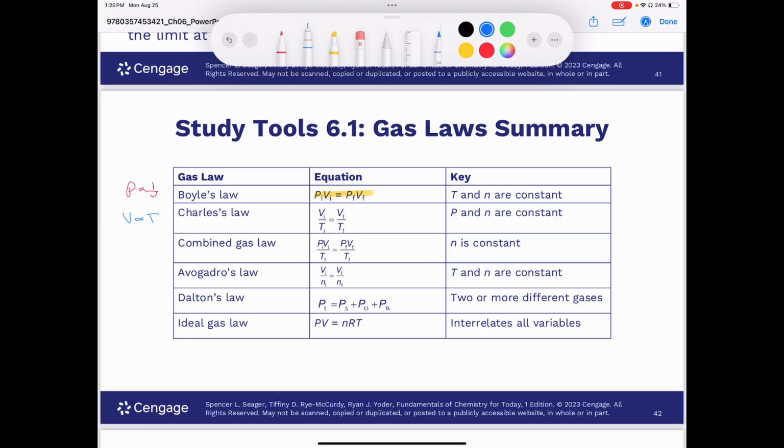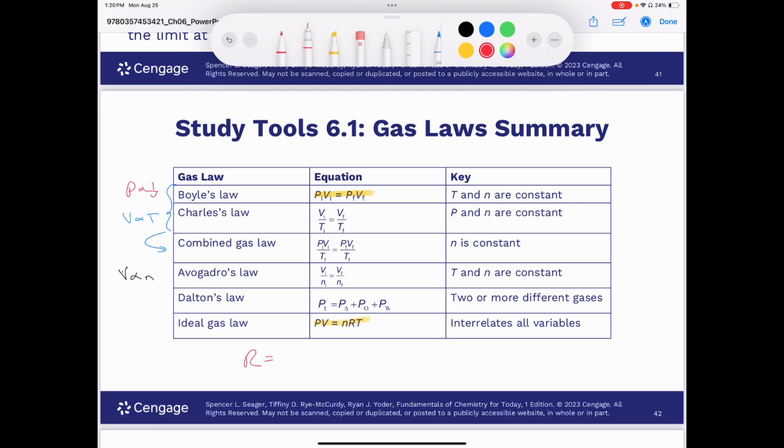Then we have the combined gas law, which is really just a combination of both Boyle's law and Charles' law. Then we discussed Avogadro's law, which tells us that volume is proportional to the number of moles of whatever gas we're studying. So VI over NI is equal to VF over NF. Then we have Dalton's law of partial pressures, which we just looked at. The total pressure is equal to the sum of the partial pressures of all the individual gases. And then finally, the ideal gas law, PV is equal to nRT.